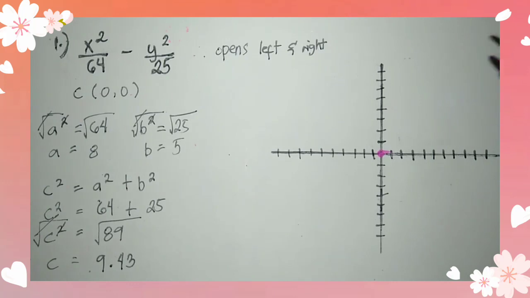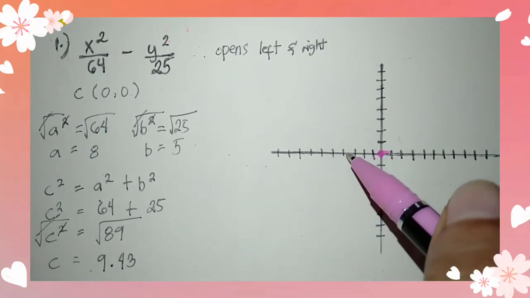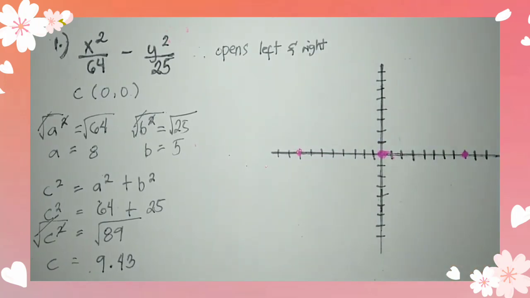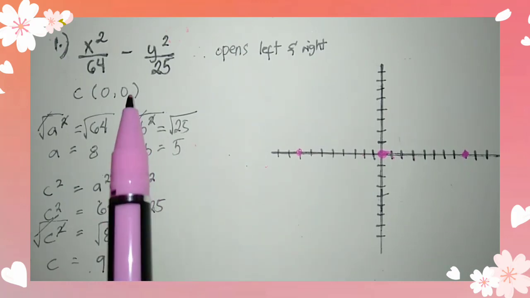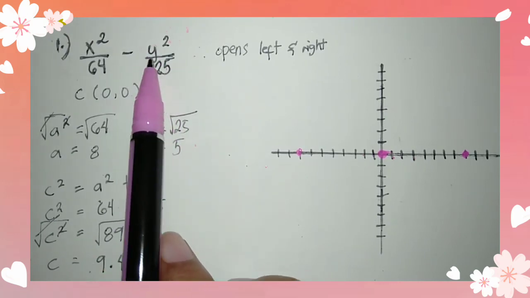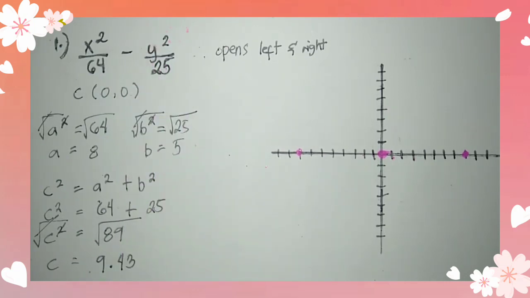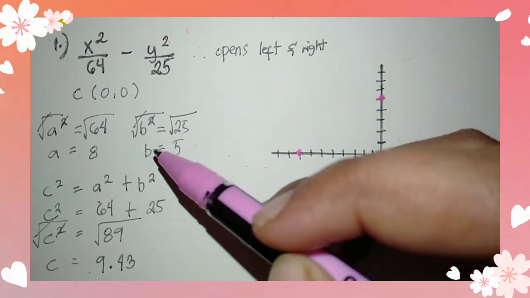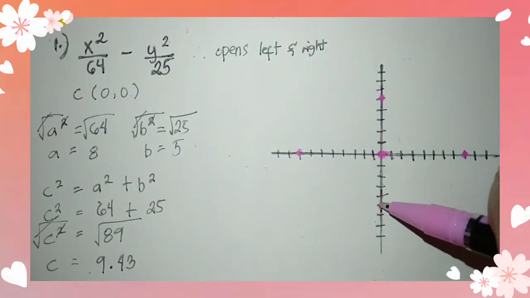We are going to count 8 units to the left and right. So, we have 1, 2, 3, 4, 5, 6, 7, 8. So, nandito siya. After that, what are we going to do? Is to plot B. Since take a look at this, ang B natin is always nandito. And ang B natin is nasa Y. Ito siya, Y. And then, ang Y naman natin sa Cartesian coordinate plane is this line. Tama? So, we are going to move 5 units upward and downward from the center. So, we have 1, 2, 3, 4, 5. Since ang ating B ay 5. And 1, 2, 3, 4, 5.